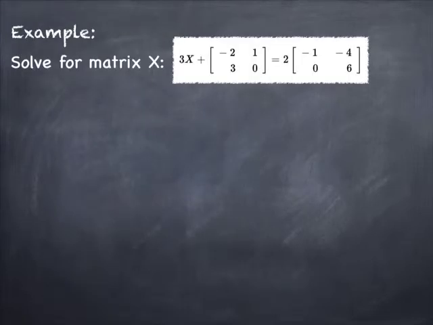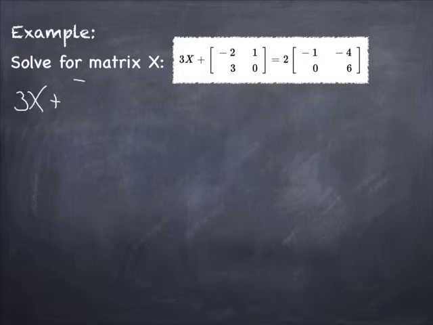So we can combine all this together and solve for a matrix. In this case, I want to solve for matrix X. I want to figure out what matrix X has to be. So the way I'm going to do that is I'm going to multiply the 2 through, deal with the scalar multiple first, and then I'm going to subtract the matrix from both sides. Then I'm going to divide by 3, or multiply by 1/3. So it goes as follows.